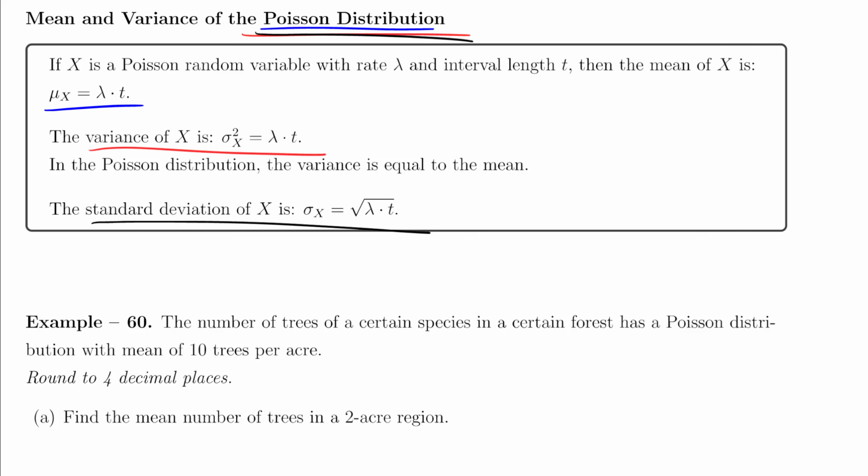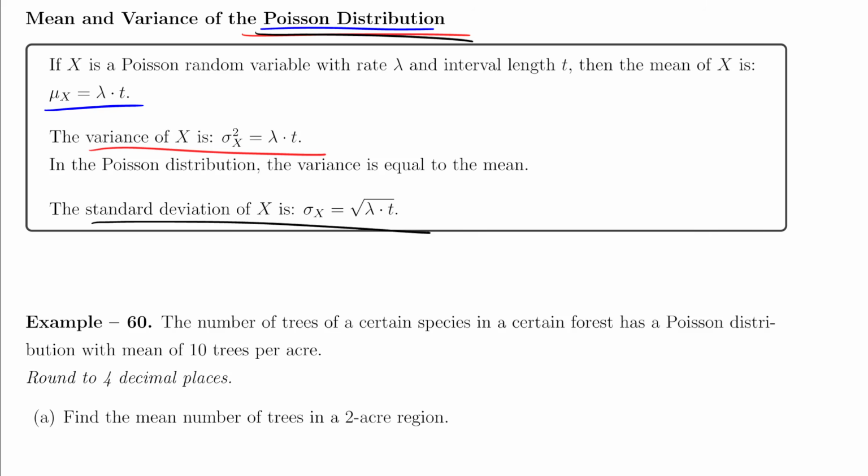So the mean is lambda times t, and lambda is, remember, the average rate that they occur over the interval of time, t, or space, if we're dealing with the space kind of idea. Variance, sigma sub x squared, is lambda times t. So in this case, the mean and the variance are the same. And then we know standard deviation is always the square root of the variance. So the standard deviation, sigma sub x, is the square root of lambda times t.